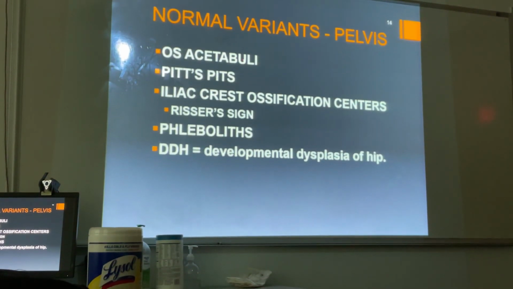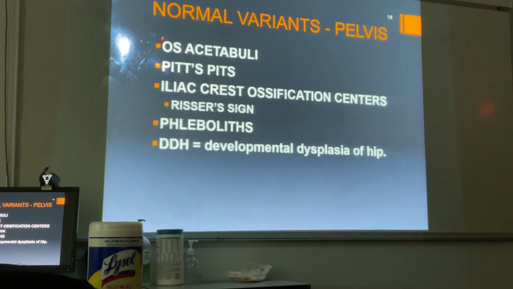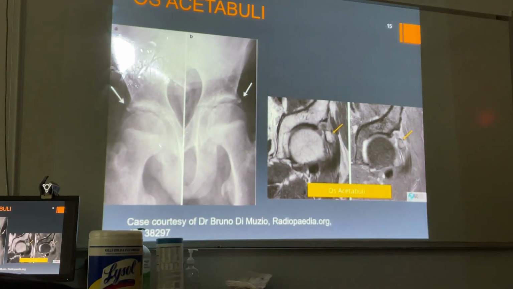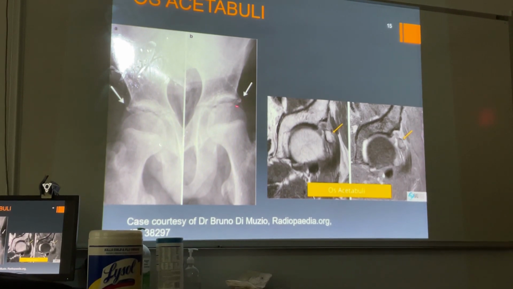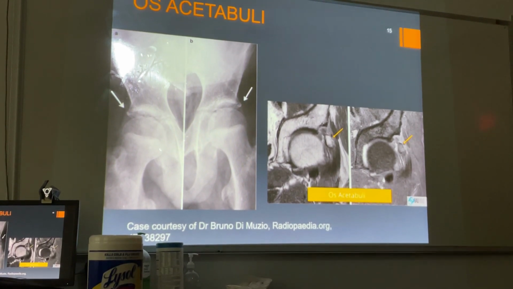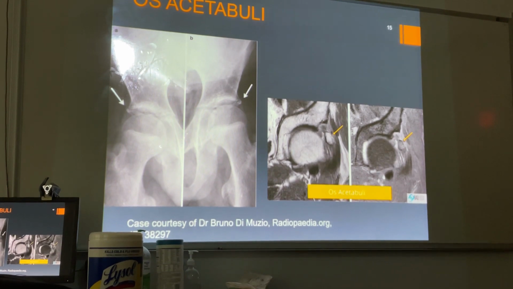So os acetabuli, you know where it is. It's an accessory little ossicle. All right, just like that. They can be unilateral or bilateral, small, medium, or large. And if I have one, doesn't mean I have one on the opposite side.